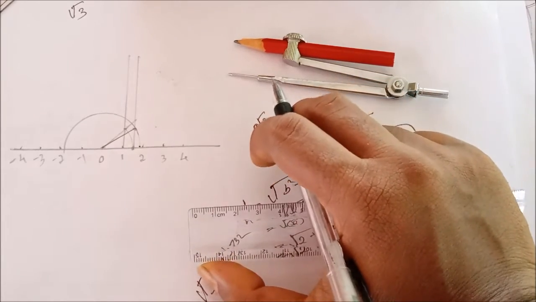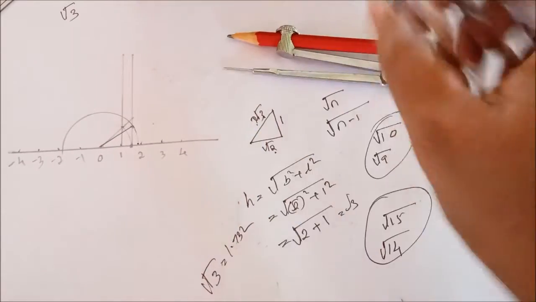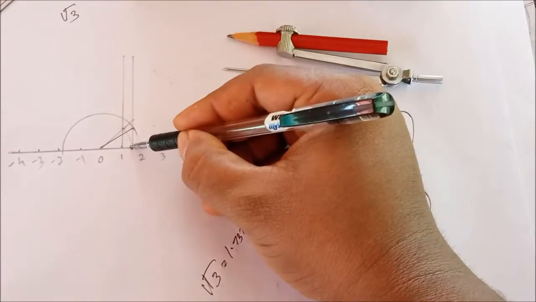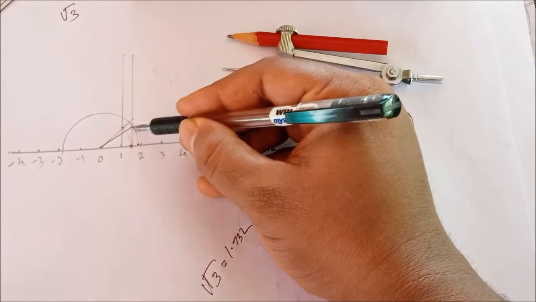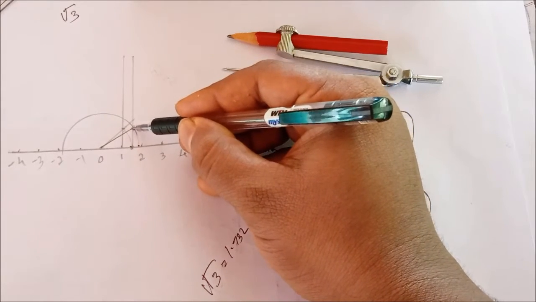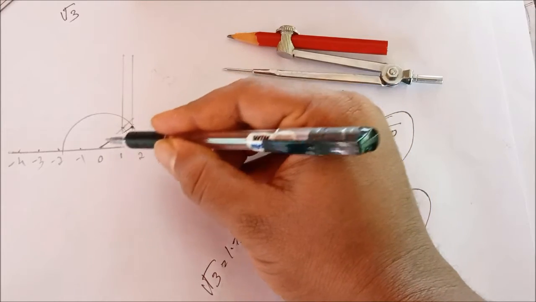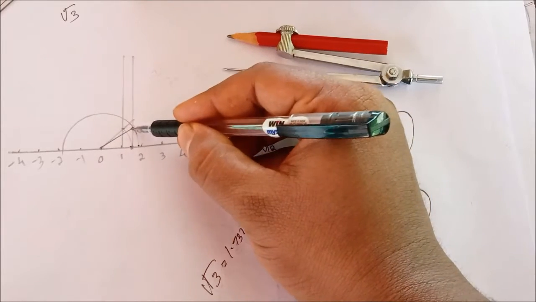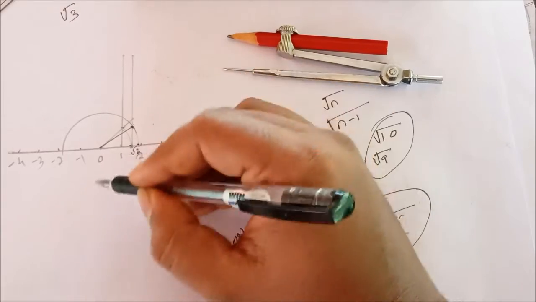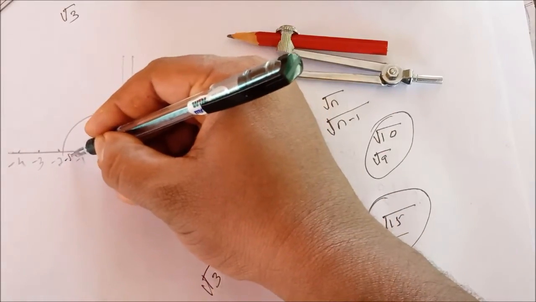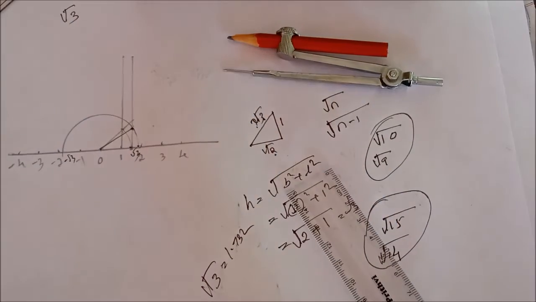So this is one method, that is first draw root 2. From the root 2 we draw a perpendicular line and take 1 centimeter and mark that point. Join that point to O. Then transfer that point to the number line. We got root 3 here, and here we got minus root 3. There is another method that I am going to explain now.